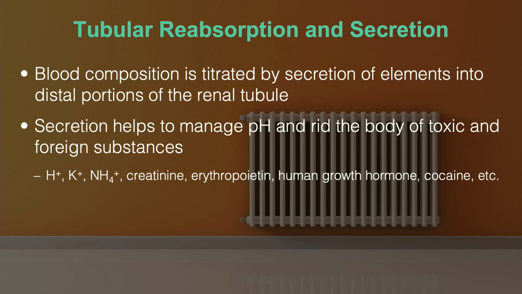So reabsorption, a major focus. Secretion is less of a focus, but equally important. Small amounts of things are secreted, but usually they are either toxic or severely detrimental to the body and need to be excreted. Breakdown products of heme, for instance, breakdown products of amino acids, creatinine, which is a breakdown product of creatine in the muscle, excreted through the urine. Some different hormones, drugs, cocaine, alcohol, other metabolites, excreted in the urine.